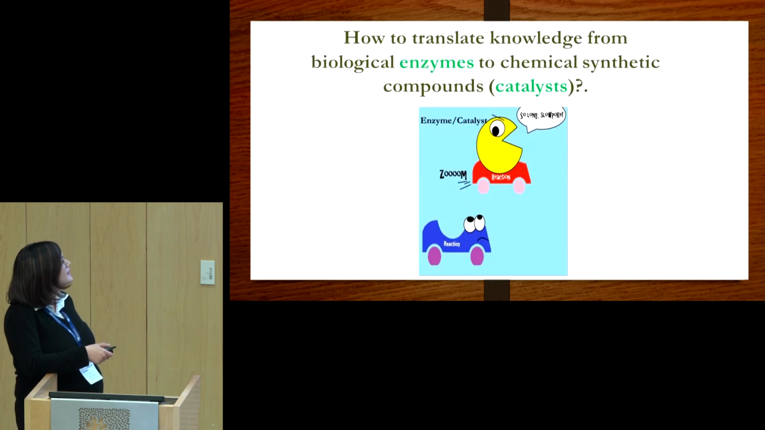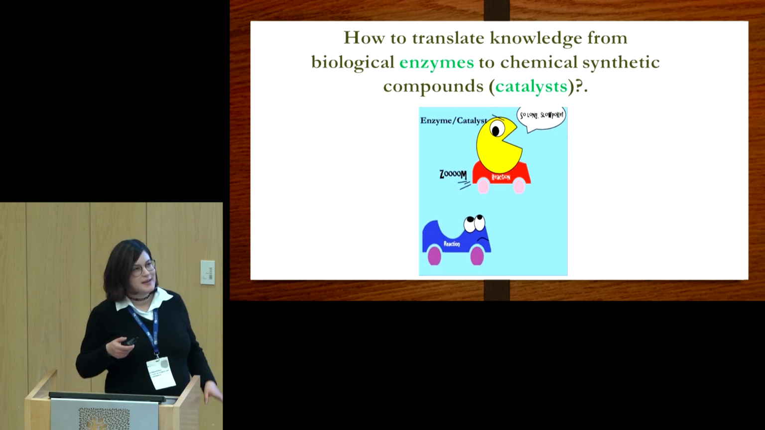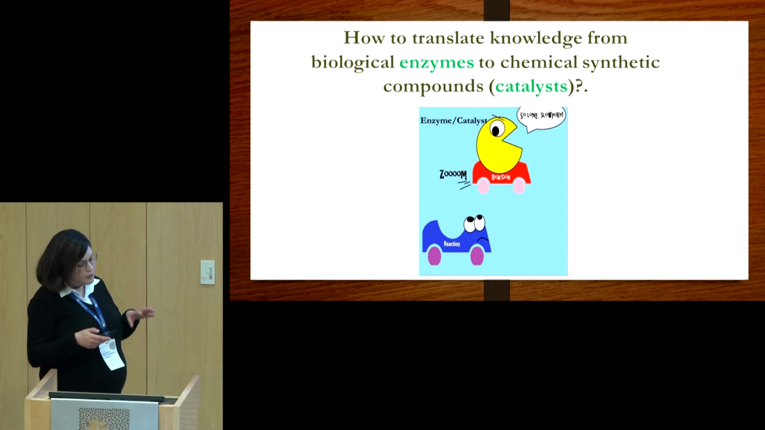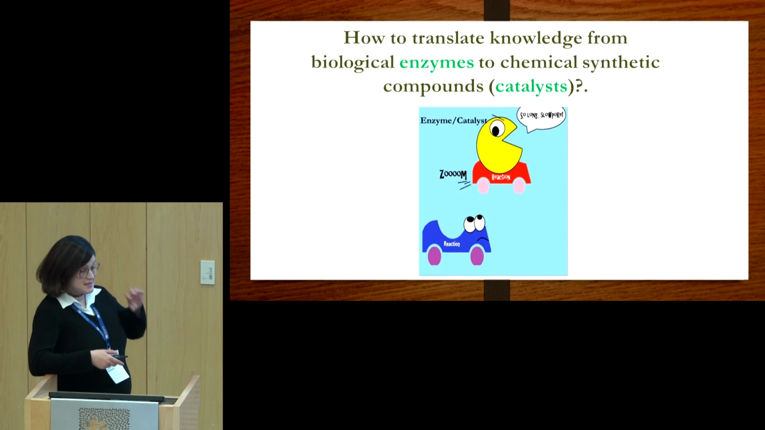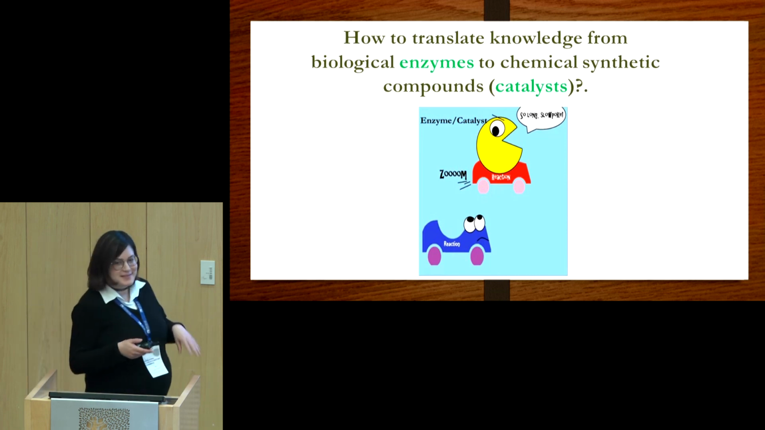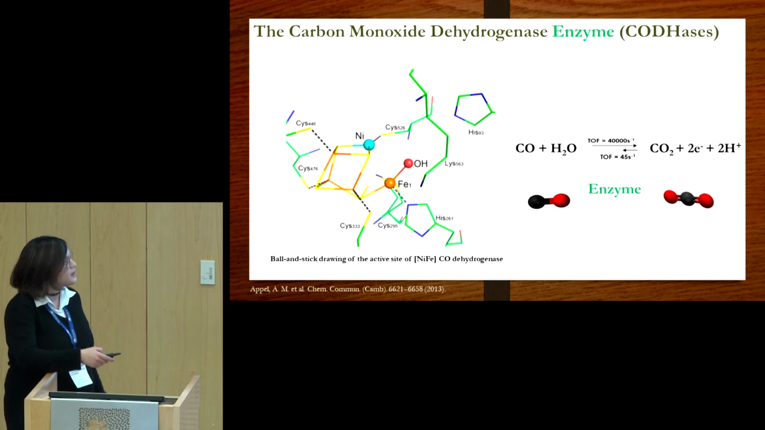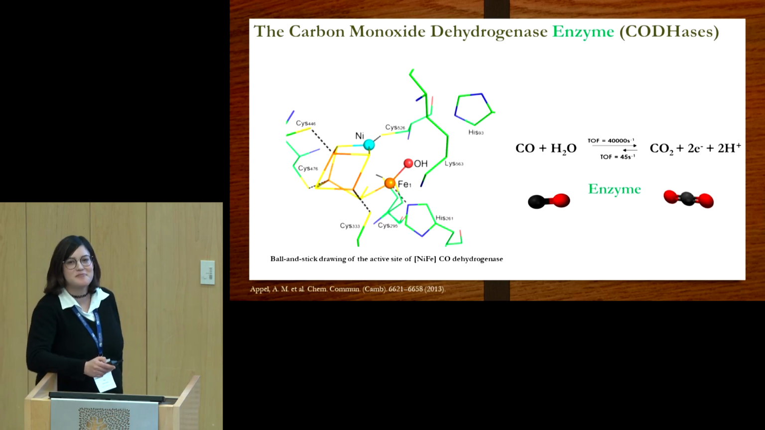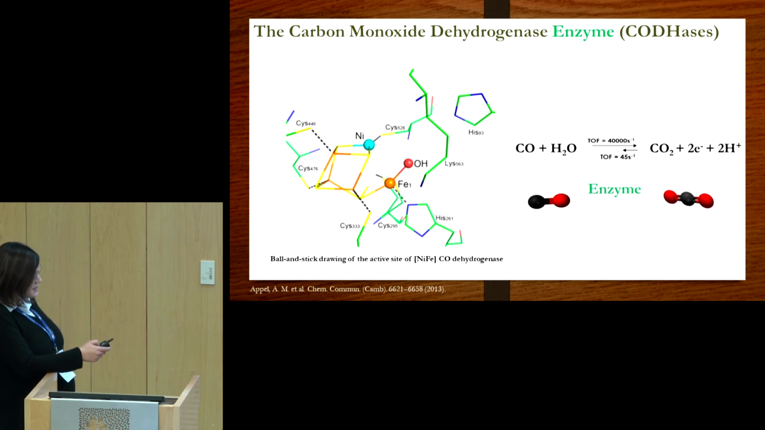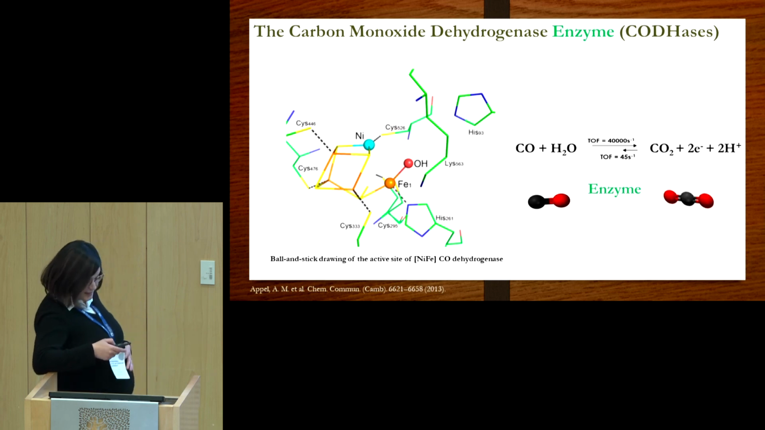So the main question that we ask ourselves during the research is how to translate knowledge from biology, enzymes, to chemistry. How to use this magic in biology in our catalysts in chemistry. And for that, I just want to talk about a family of enzymes from biology called carbon monoxide dehydrogenase. This enzyme has a lot of different metals inside it.